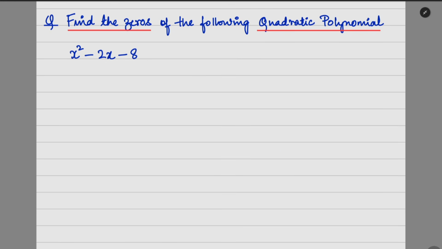Okay. Now the next question is, find the zeros of the following quadratic polynomial. You are given a quadratic polynomial. What do you mean by quadratic? It means the highest degree of the polynomial is 2. That is why it is called a quadratic polynomial. So for such questions, you can use a technique called middle term splitting. Okay, middle term splitting. I'll explain what it is.